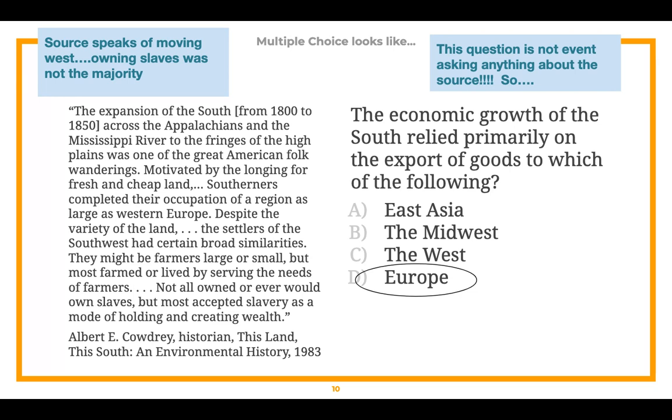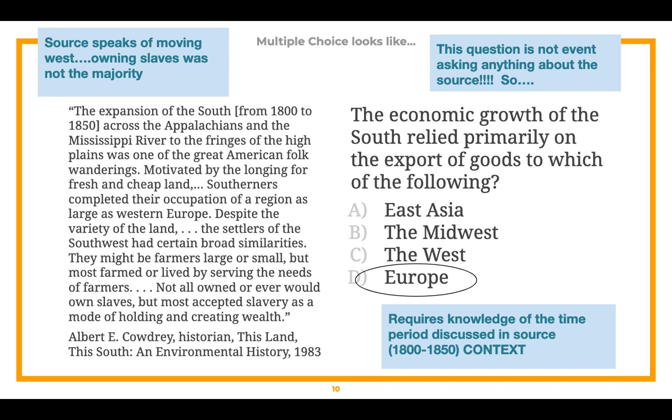So when you look at this, the economic growth of the South relied primarily on the export of goods to Europe. This is your answer. What you need to know is that this question used the source as nothing more than helping you with the context of 1800 to 1850, talking about the South, their expansion, and slavery. The idea is you need to know about the South and all of these different situations and the context in order to answer this question. The source doesn't actually give you an answer. So this is one example of a multiple choice question.